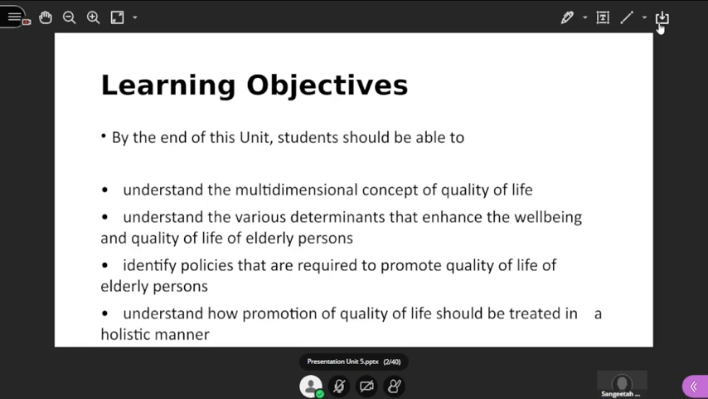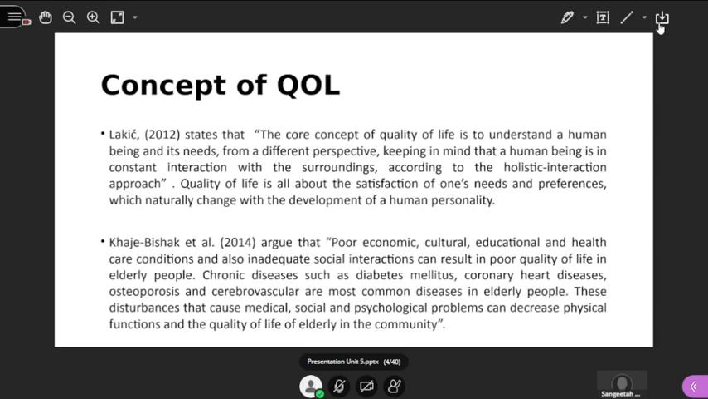So first, when we are going to know about what is quality of life, we have to know the concept. Understand the concept of quality of life. So what is quality of life? There are many definitions, many concepts which have been developed. So Laquette said that the core concept of quality of life is to understand a human being and its needs from a different perspective, keeping in mind that a human being is in constant interaction with the surroundings according to the holistic interaction approach. So holistic interaction approach is all about, you remember, the person-environment fit, the systems theory. It's about its environment. Quality of life is all about the satisfaction of one's needs and preferences, which naturally change with the development of a human personality.